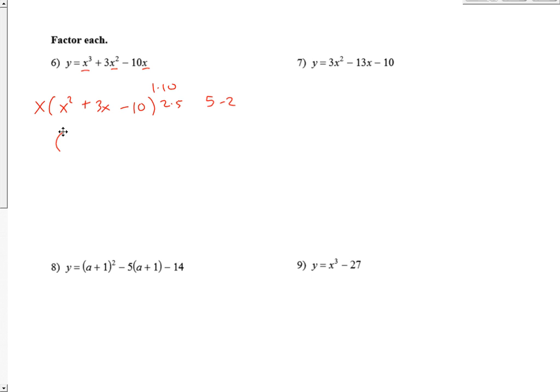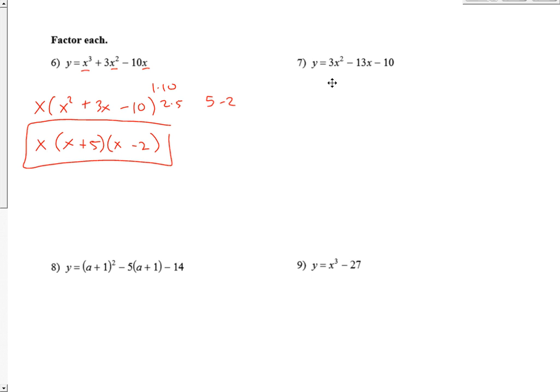And all we have to do now is set up our two sets of parentheses, bring down the x for that factor, put an x in each one before x times x to get x squared. And because this is a positive 5, we're just going to have plus 5 and a negative 2, so we're going to have minus 2. And there's the factors for number 6.